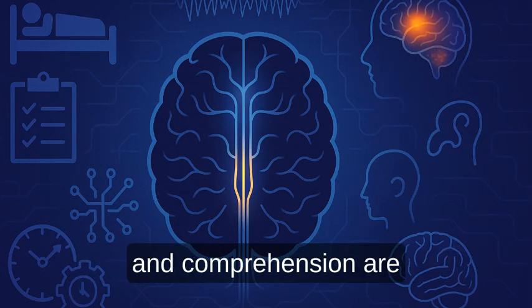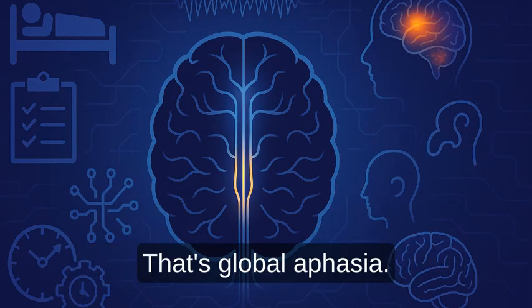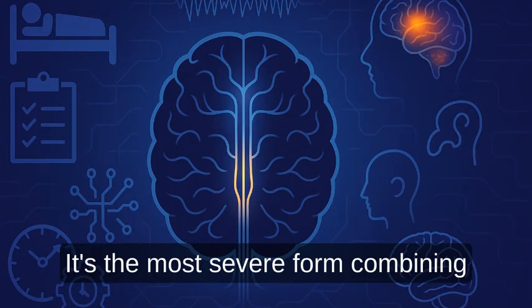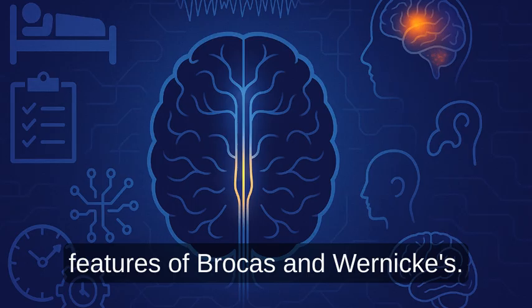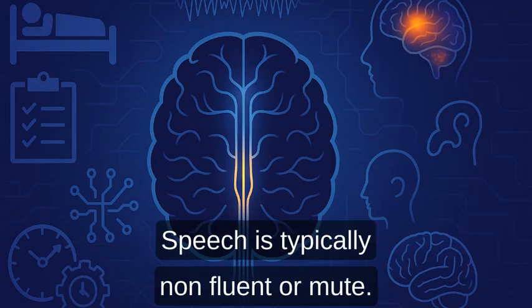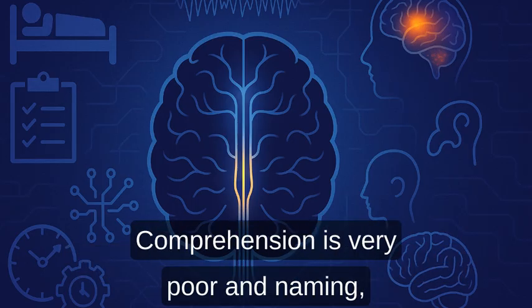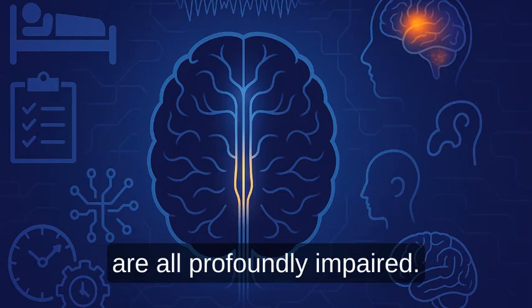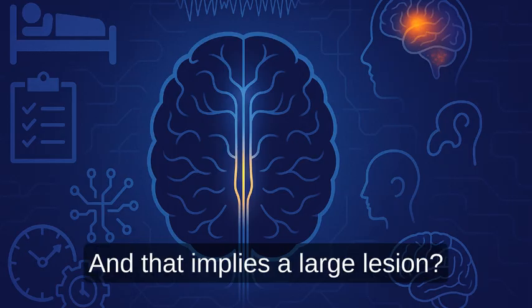What if both production and comprehension are severely knocked out? That's global aphasia. It's the most severe form, combining features of Broca's and Wernicke's. Speech is typically non-fluent or mute, comprehension is very poor, and naming, repetition, reading, and writing are all profoundly impaired. And that implies a large lesion.